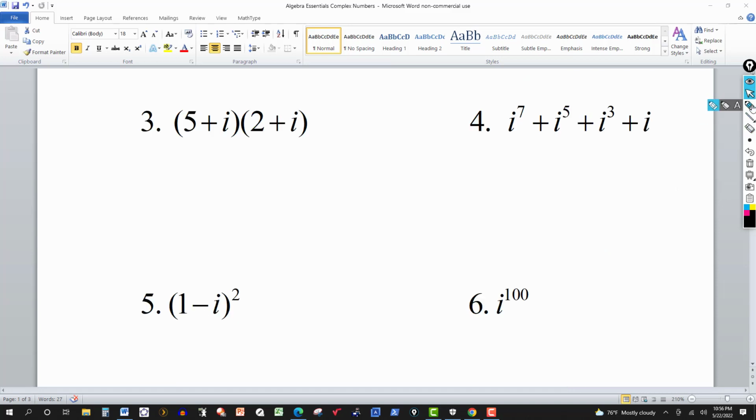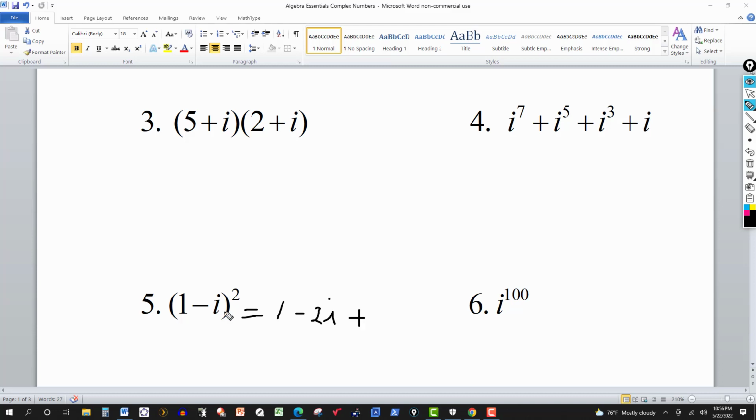Okay, the next one, multiplying this out, again, it's just like 1 minus x quantity squared, just squaring a binomial. So you can write it out as two factors, 1 minus i times 1 minus i, and use the distributive property, use the FOIL method. Or we can just use the formula for binomials. When you square binomials, always just square the first term. That's 1 squared. Whatever the sign is, that's minus. Double the product, so that would be 2i, 1 times i times 2.